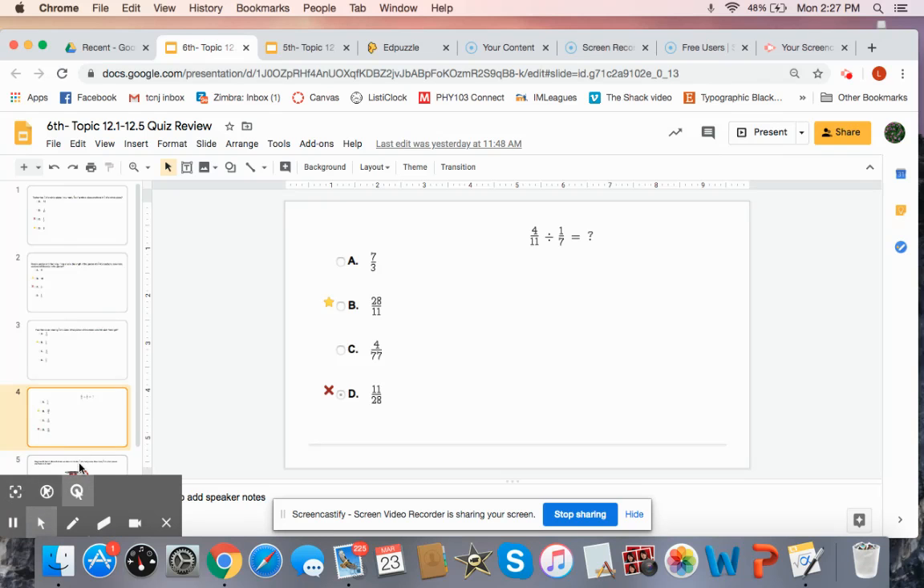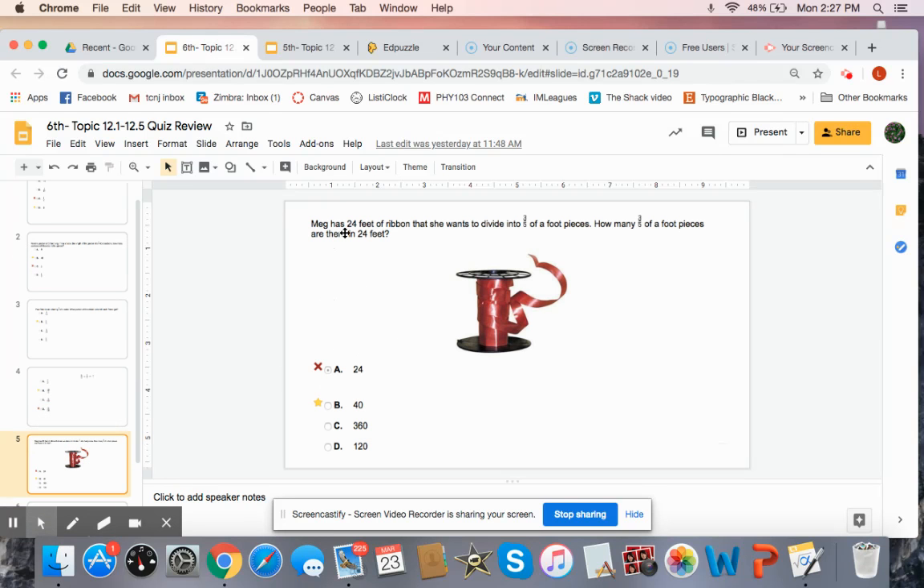All right, let's look at this next one. Meg has 24 feet of ribbon that she wants to divide into 3/5 of a foot pieces. So again, she has 24 feet that she's starting with. So you start with 24, and she says she's dividing it into 3/5. It literally tells you 24 divided by 3/5. If you keep, change, flip, you end up getting 40. So in 24 feet of ribbon, there are 40 3/5 of a foot pieces.